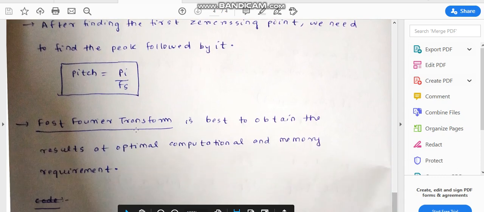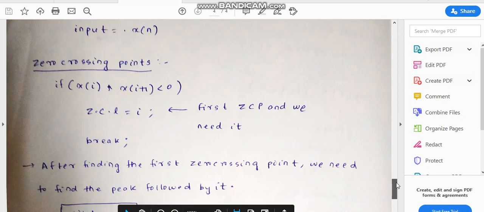But apart from that, the fast Fourier transform is the best to obtain the results at optimal computational and memory requirement. It is a better form of the DFT algorithm. We can use this algorithm as well to find the pulse rate of the PPG signal.